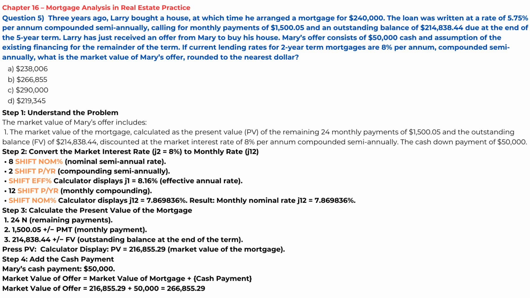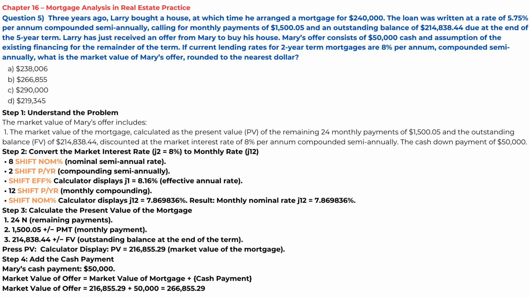Step 1. Understand the question. The market value of Mary's offer includes: 1. The market value of the mortgage, calculated as the present value, PV, of the remaining 24 monthly payments of $1,500.05 and the outstanding balance, FV, of $214,038.44, discounted at the market interest rate of 8% per annum, compounded semi-annually; 2. The cash down payment of $50,000. Step 2. Convert the market interest rate, J2 equals 8%, to monthly rate J12.